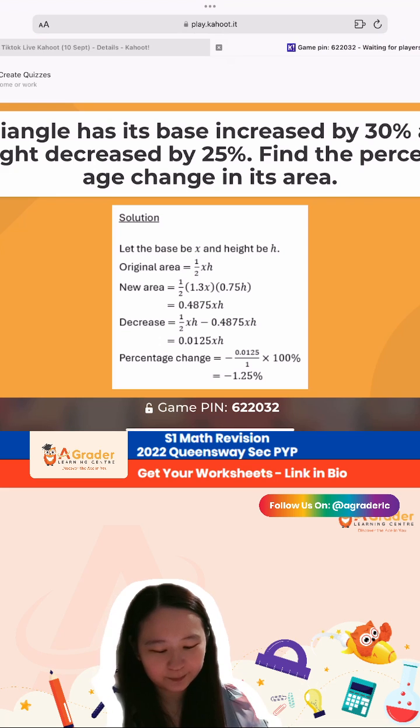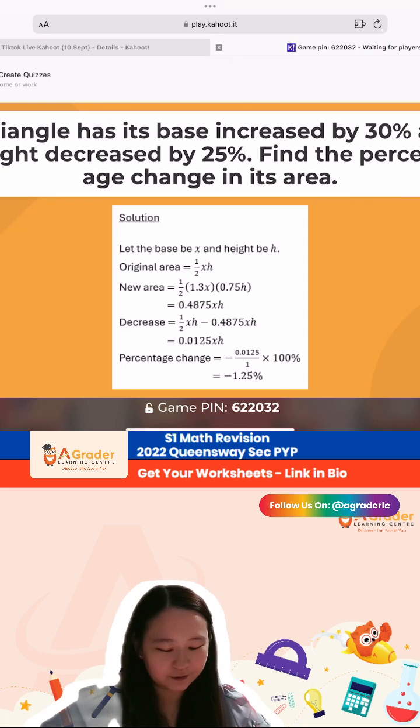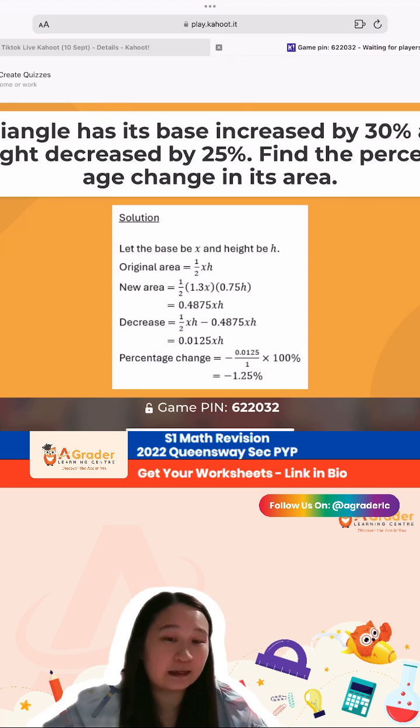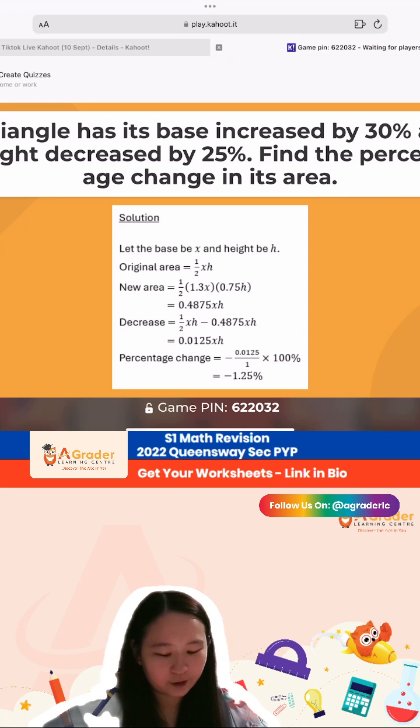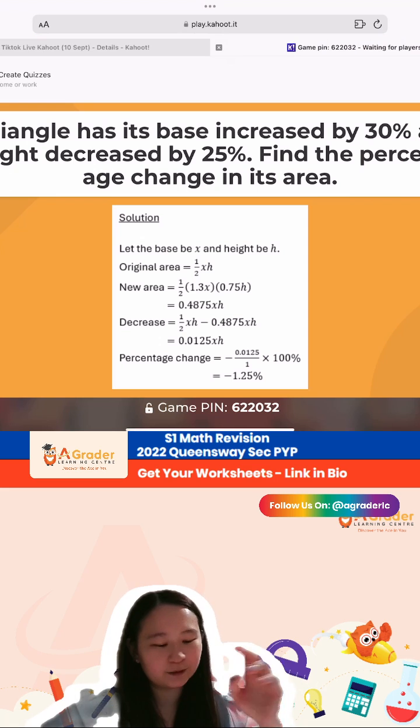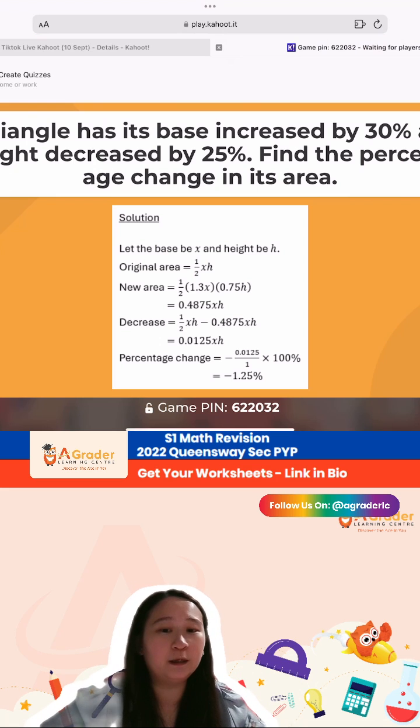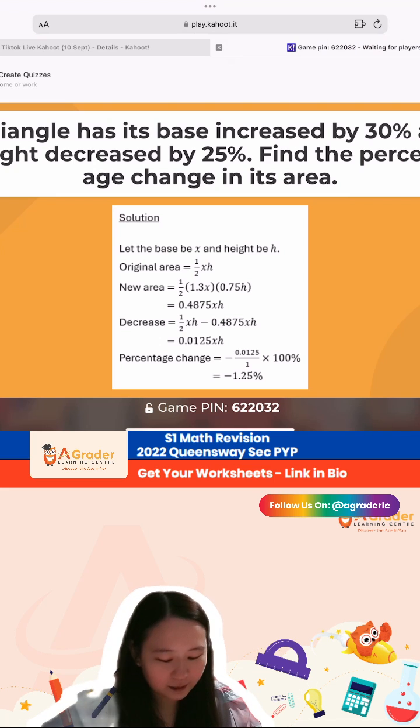So we have to let the base be x and the height be h first. So the original area is half times base times height since it's a triangle. So to find the new area, if the base increased by 30%, it'll be 1.3x. And then for the height, it decreased by 25%, so it's 0.75h. Then we apply the area of triangle here, half times the new base times the new height.